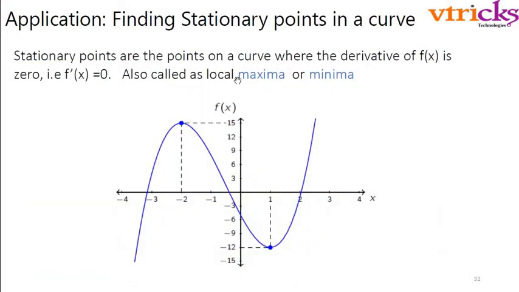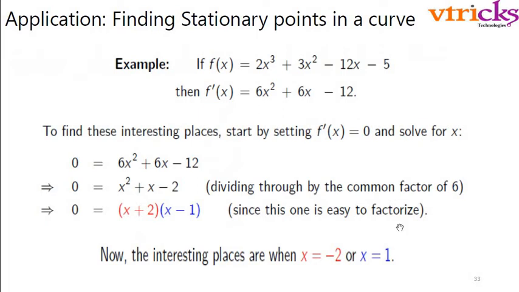So how do we find these stationary points in a curve? As we had seen, stationary points are the points on a curve where the derivative of f(x) is 0. That is, f prime x is 0. So here look at this point, x equal to minus 2. This is the maximum point, and we have to check whether here the derivative is 0. Similarly, we should check here at x equal to 1, where it's a minimum point, whether the derivative is 0. So these are the points of local maxima or minima. So let us see how we will find this.